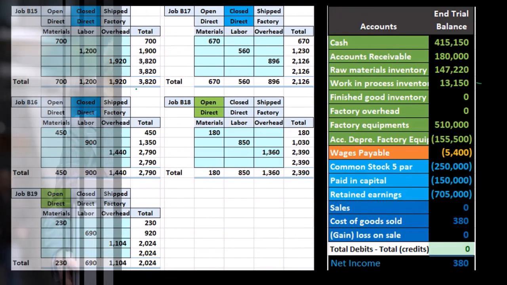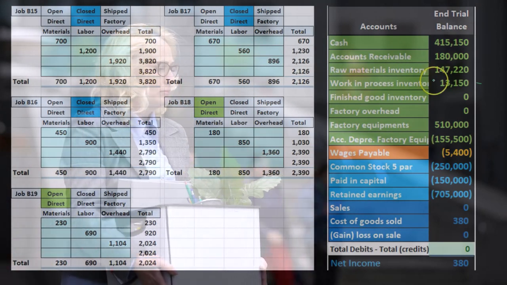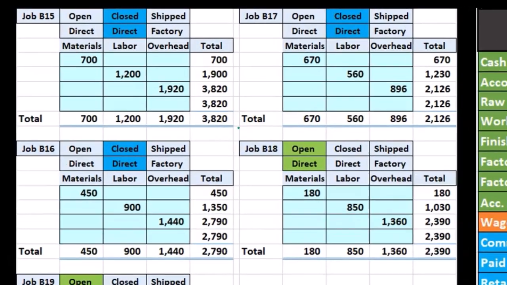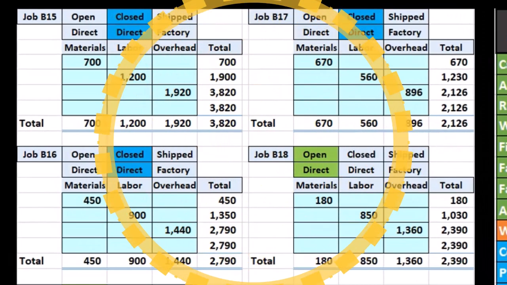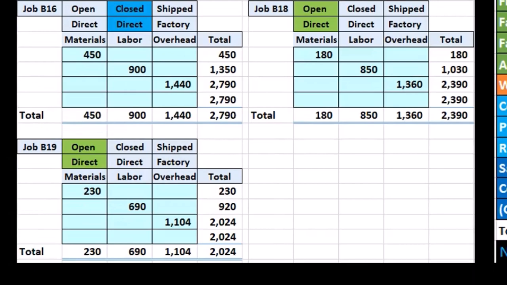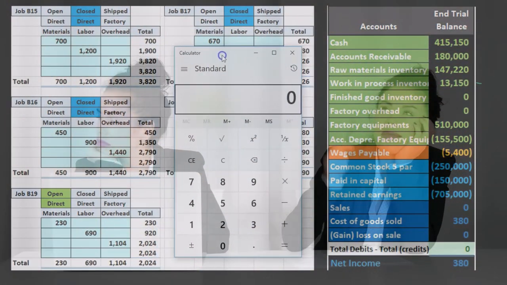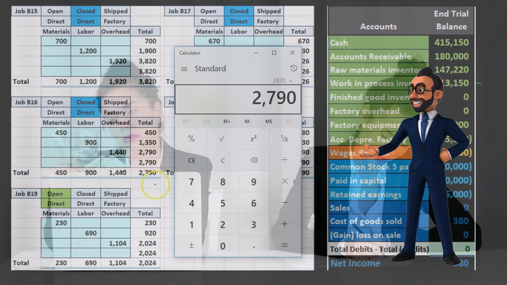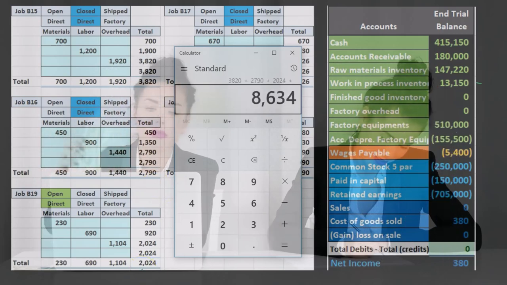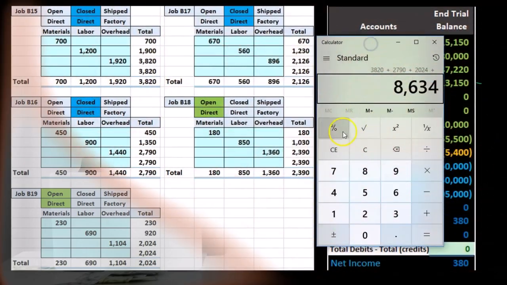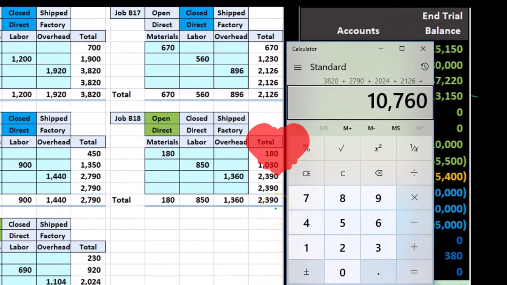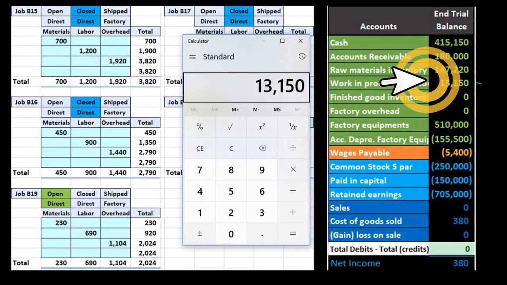Now, when all those jobs are open, as they have been so far, we're going to say that they're all in work in process. We don't have anything in finished goods so far. And so all of these jobs at the start of here were open jobs. They're all going to be put together to come up to the 13,150. In other words, if we add up these jobs, the total job cost is 3820 plus 2790, which is this item, plus 2024, plus job B17, which is 2126, and job B18, which is 2390. That's going to give us our 13,150. So that's the case when they're all open.